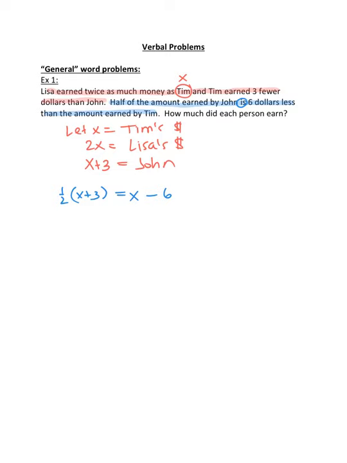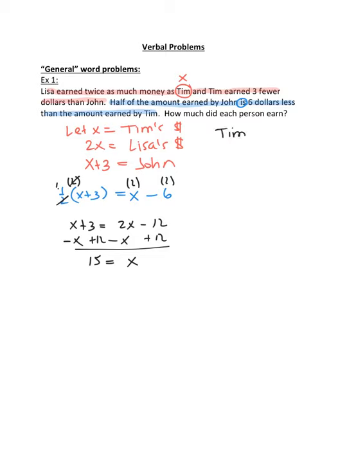I'm going to clear my fractions. I'm going to multiply everything by 2. And 2 divided by 2 is 1, so I have X plus 3 equals 2X minus 12. And I will subtract X. I will also add 12. So I have X equals 15. That tells me that Tim earned $15. Lisa had 30, 2 times that. I'm plugging back into my let statements here. And John had 15 plus 3, which is $18.